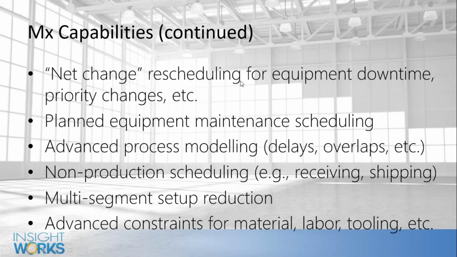We can also do net change rescheduling. So if there's a piece of equipment that goes down or you change a priority on a production order or something like that, it's a quick and easy reschedule to take that into account and to update the schedule accordingly. We can also include that equipment downtime. Like if you've got maintenance work that has to be done, we can include that in the schedule as well. So we can block off that machine for a certain period of time and we won't schedule any work on it.